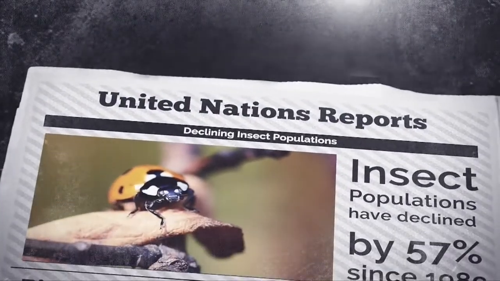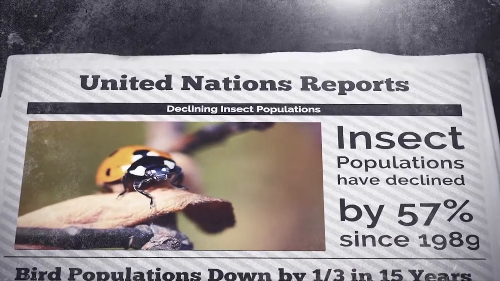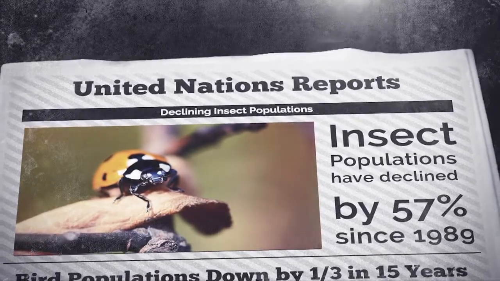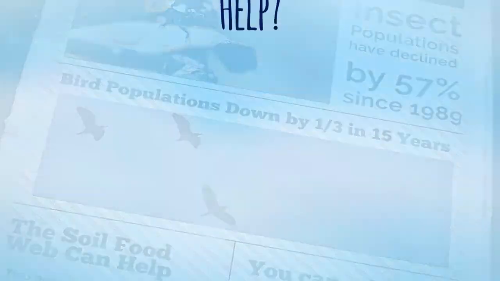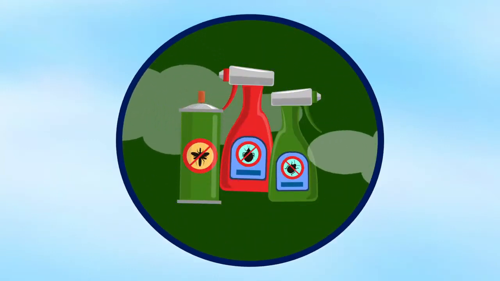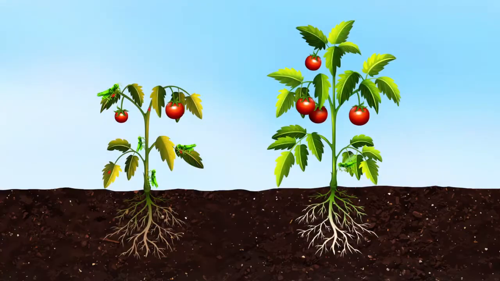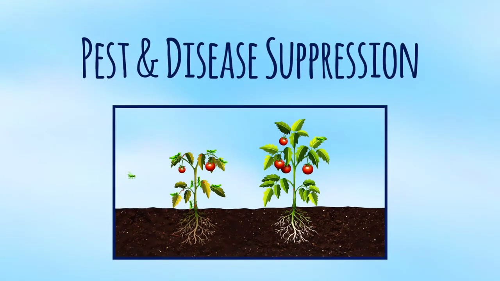Another existential threat we are facing is ecosystem collapse. The UN has recently stated that insect populations have been decimated by around 25% each decade for the last 30 years. That means that there are 57% less insects today than there were in 1989. Bird populations have declined by 1/3 in the last 15 years in parts of Europe. So how does the soil food web help? Well, the UN has identified the use of pesticides as a major cause in the decline of insect populations. Please watch the animation on pests and diseases to find out how nature's operating system protects plants against attack, eliminating the need for pesticides.